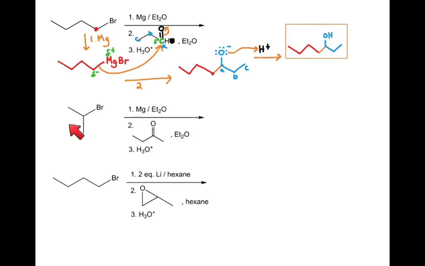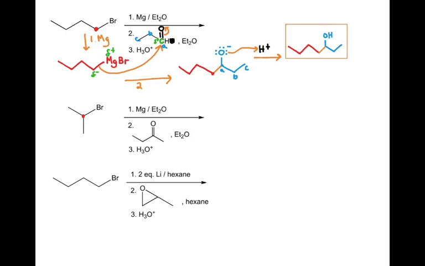Now let's look at our next example here. What I want to do in this case is not go through the full mechanism, but simply predict what the product is going to be. So looking at this problem, in step 1 I'm going to add magnesium that will insert between the carbon-magnesium bond, giving us a partial negative on this carbon, and that carbon is going to be our nucleophile, our nucleophilic atom. So I'm just going to put a red dot here because that's going to be our nucleophilic atom.